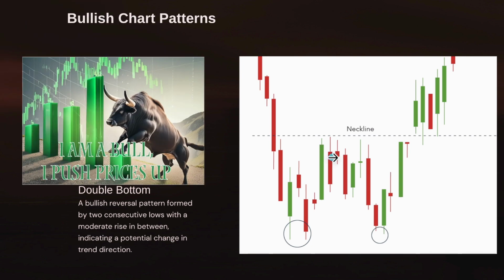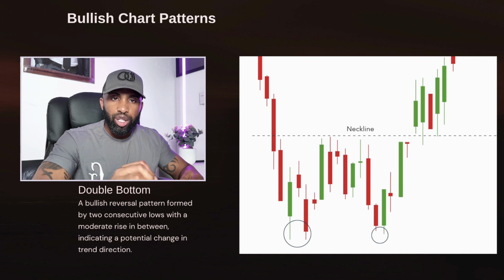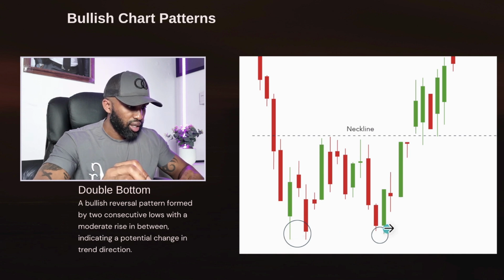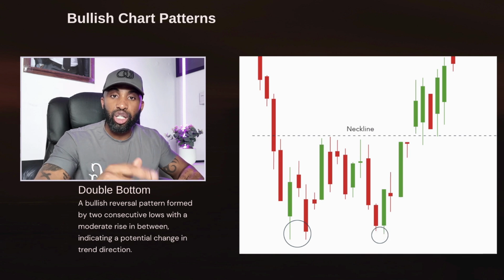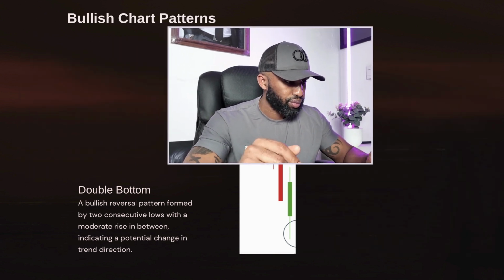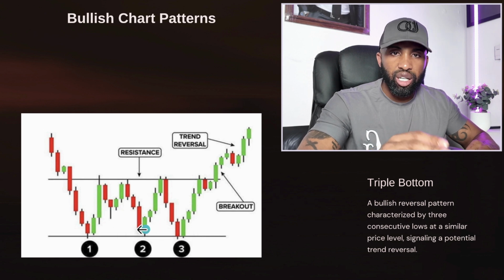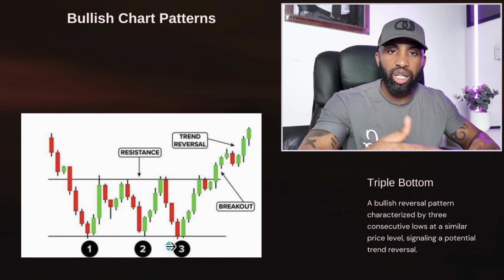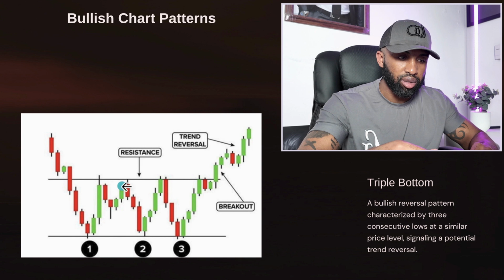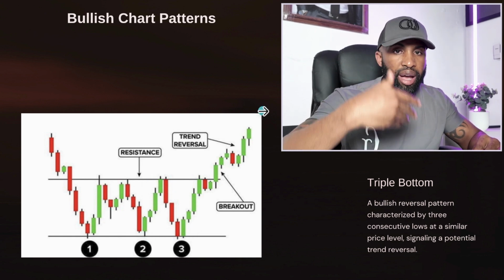First on our list will be the double bottom. A double bottom is a bullish reversal pattern formed by two consecutive lows, here and here, with a moderate rise in between, indicating a potential change in trending direction. A triple bottom is just like the double bottom but has three. It's a reversal pattern characterized by three consecutive lows at a similar price level, signifying a potential trend reversal. So price was going down, then now it means it's going up. That's what we mean by a reversal.